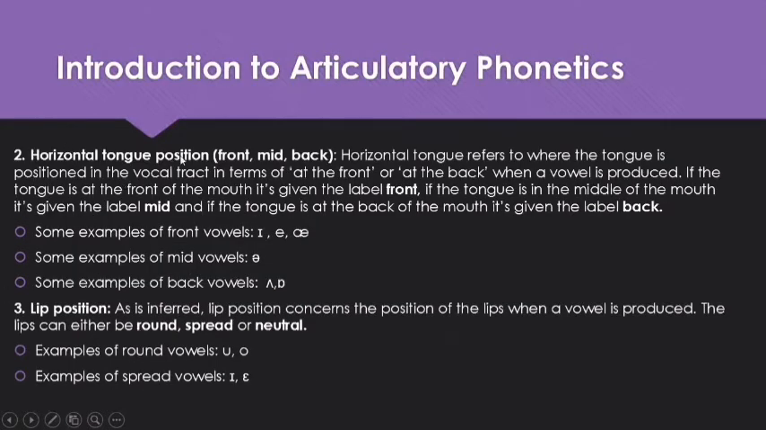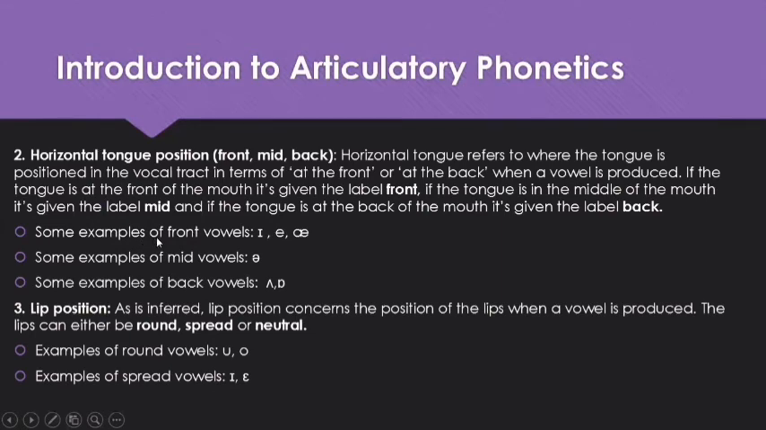2. Horizontal tongue position: front, mid, back. Horizontal tongue position refers to where the tongue is positioned in the vocal tract, at the front or the back, when a vowel is produced. If the tongue is at the front of the mouth, it is given the label front. If the tongue is in the middle of the mouth, it is given the label mid, and if the tongue is at the back of the mouth, it is given the label back.